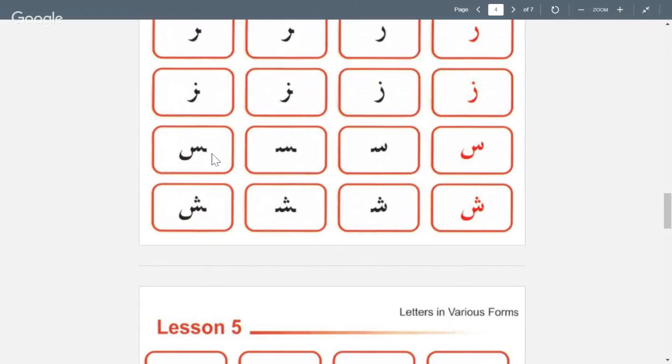And then at the end of the word, it connects to what precedes it. And then you get that long tail back again. Okay, and the tail comes back over the line. So don't let the tail of your seen and sheen kind of hang down. You want to curve it back up and bring it back over the line.